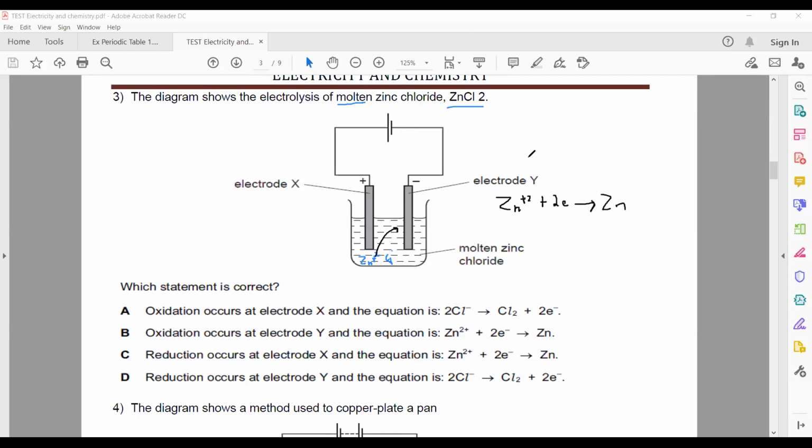Whenever something gains electrons, we call it reduction. So this reduction happens. And chloride ions are negative ions, they are attracted towards the positive. So the chloride ions will lose 2 electrons and change to a chlorine molecule. What we call that is oxidation, because oxidation is a loss of electrons. This one is a loss of electrons and this one is a gain of electrons on the right hand side.